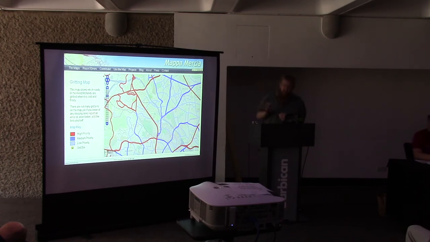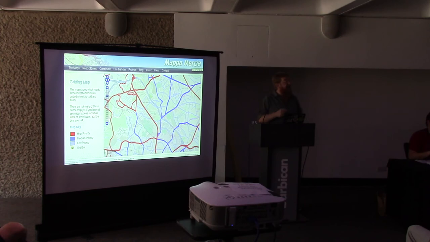But this is a separate render by Maps and Mercy, the West Midlands regional mapping team, showing all the gritting maps. And we show different priorities. So the red, apologies if you're colourblind, is the high priority that gets gritted first, and the blue and then the light blue get gritted later on.